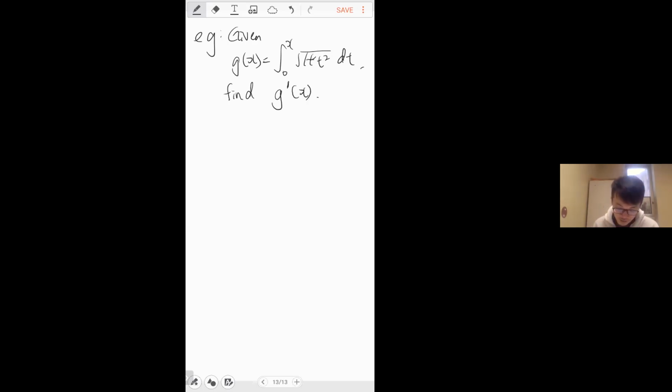So given g of x equals the integral of the square root of 1 plus t squared from 0 to x, find the derivative. So what is it?